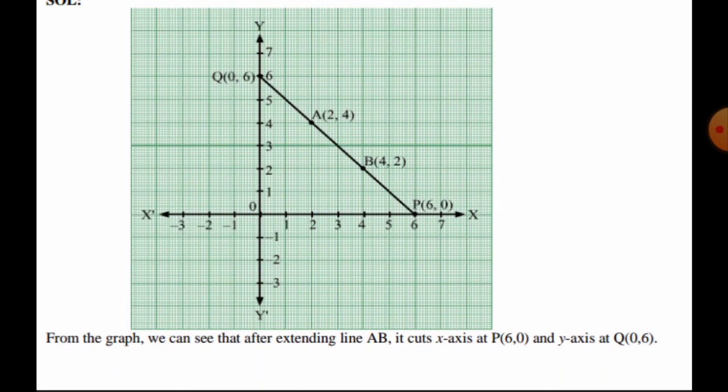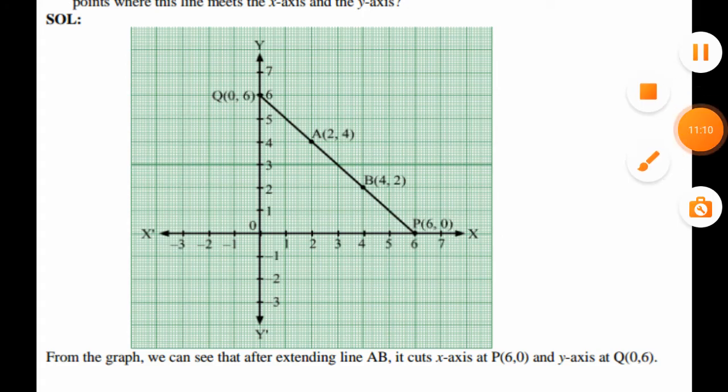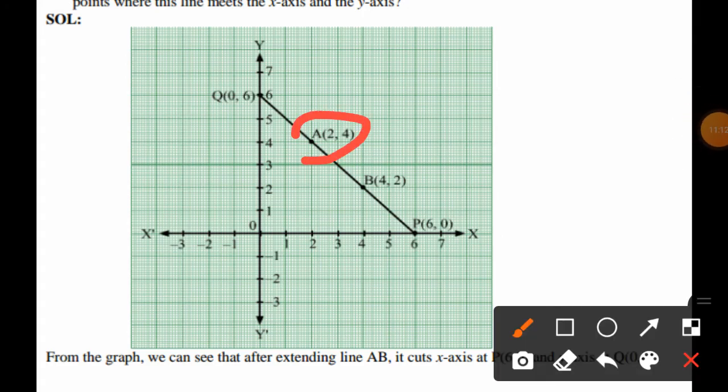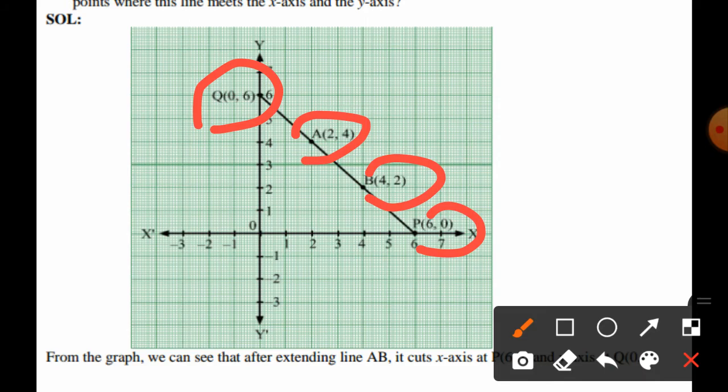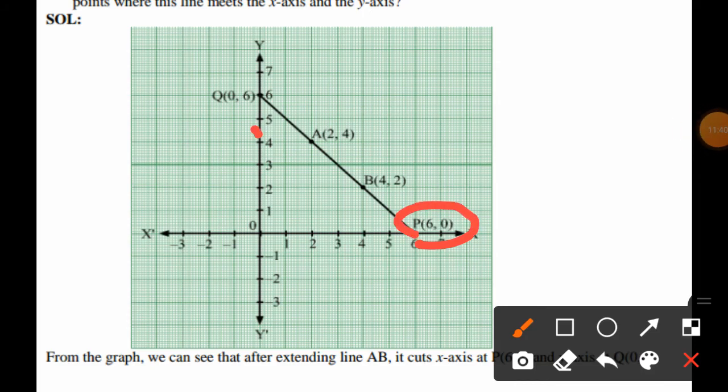So first of all we will make this graph, with the x-axis and y-axis. Here we have to represent the points A, B, and these points P and Q. In this we can see that a straight line will form. From the graph we can see that after extending the line through A and B, it cuts the axes at points P and Q, where point P will be (6, 0) and point Q will be (0, 6). So we have to represent these 2 points, Q and P, (0, 6) and (6, 0).